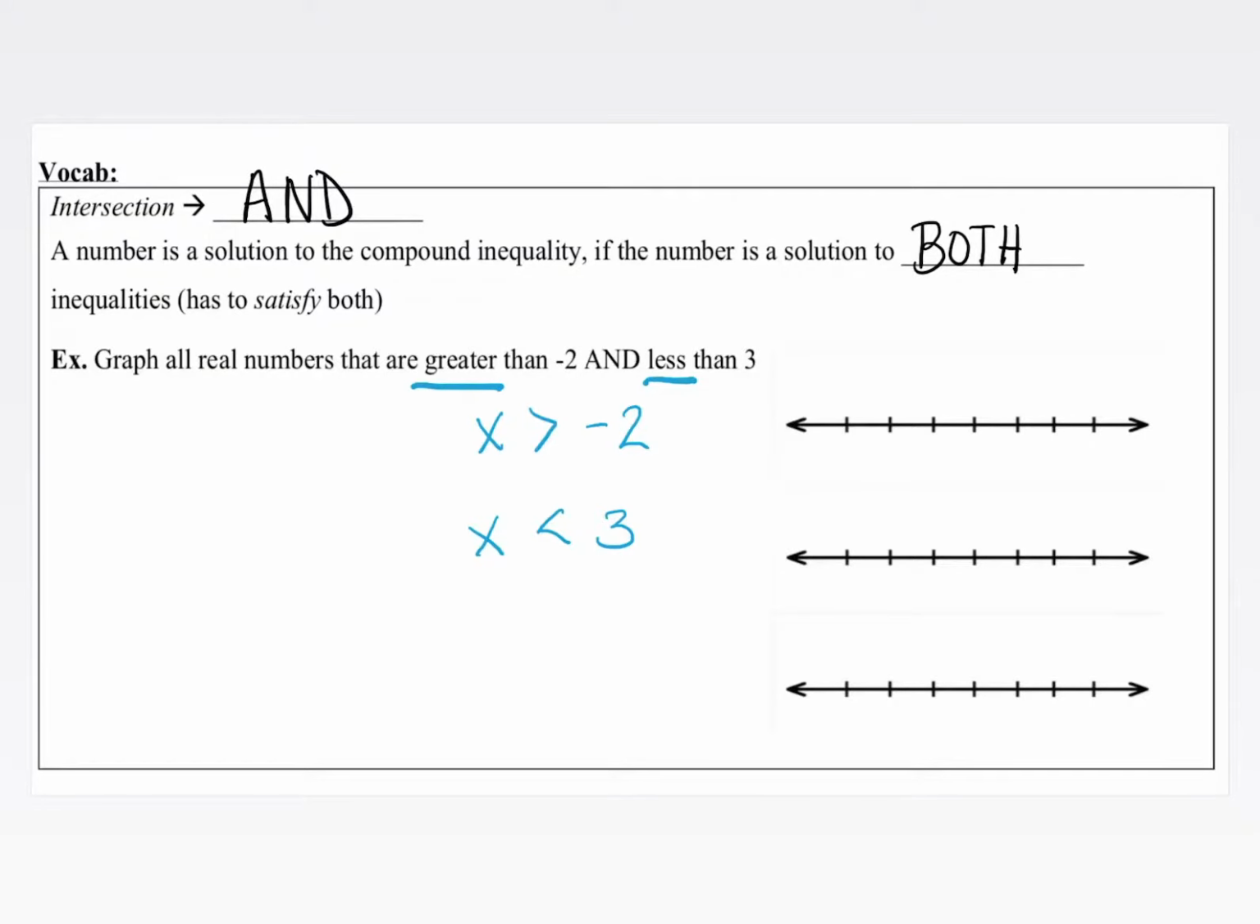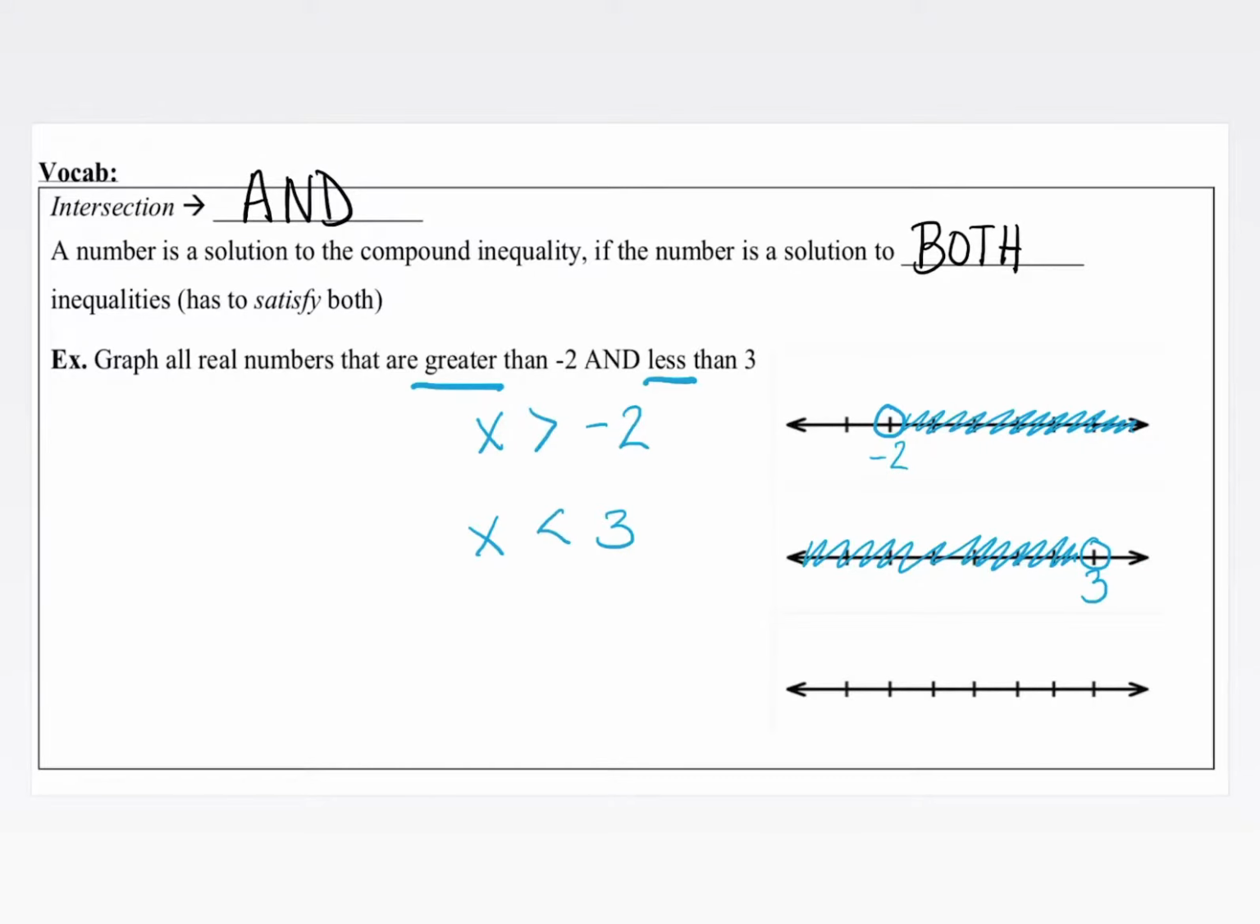Based on what we know in topic 7, we can graph x is greater than -2. So I'm going to mark it on my number line. Since x is greater than -2, we have an open circle, and we're going to graph all the values that are bigger than -2. For the next one, since x is less than 3, we're going to mark 3 on my number line. This is also an open circle because it is strictly less than, and we're going to shade all the values that are smaller than 3.